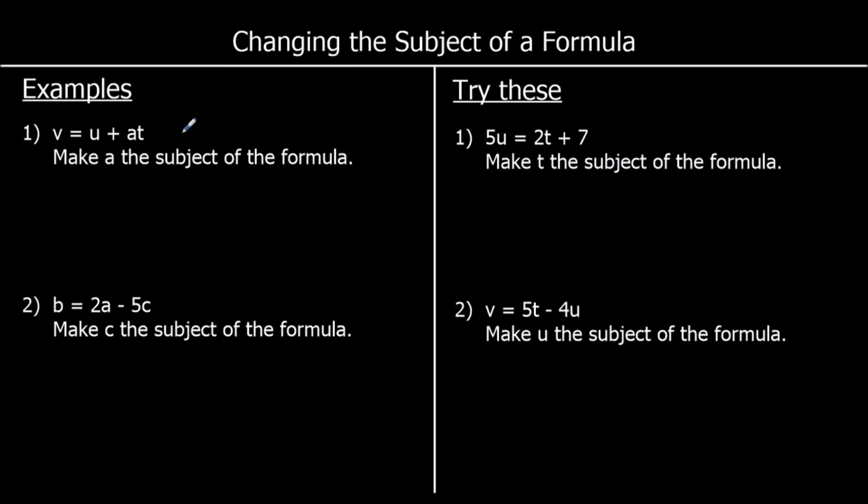We're asked to make a the subject of the formula, so that means get a by itself, or get it in the form a equals something. So let's look at how we do this. We've got v equals u plus at at the moment. We've got a positive u here. To get rid of it, we can take a u away from both sides.